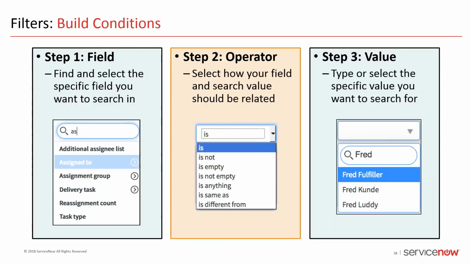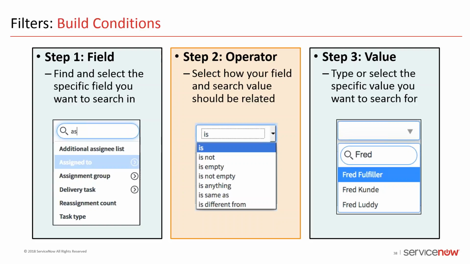In the previous slide, we learned how conditions are applied to lists to filter which records appear in that list. Now let's explore the filter conditions in more detail. Filter a list by specifying three components of a filter condition. From the alphabetical list, select the field whose values you want to filter.